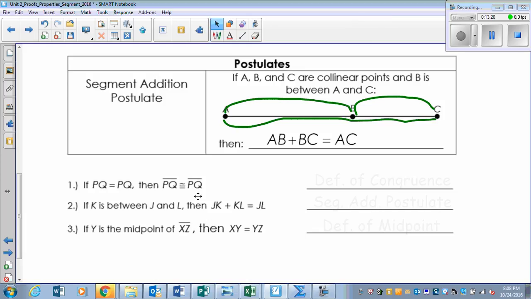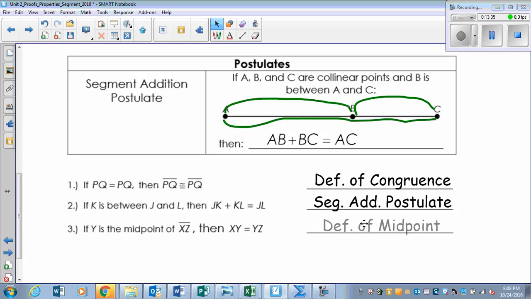All right, so you should have paused the video and answered these 3 questions. The first one: if PQ equals PQ, then PQ is congruent to PQ. That's the definition of congruence. The second one is the segment addition postulate, and the third one is the definition of a midpoint.